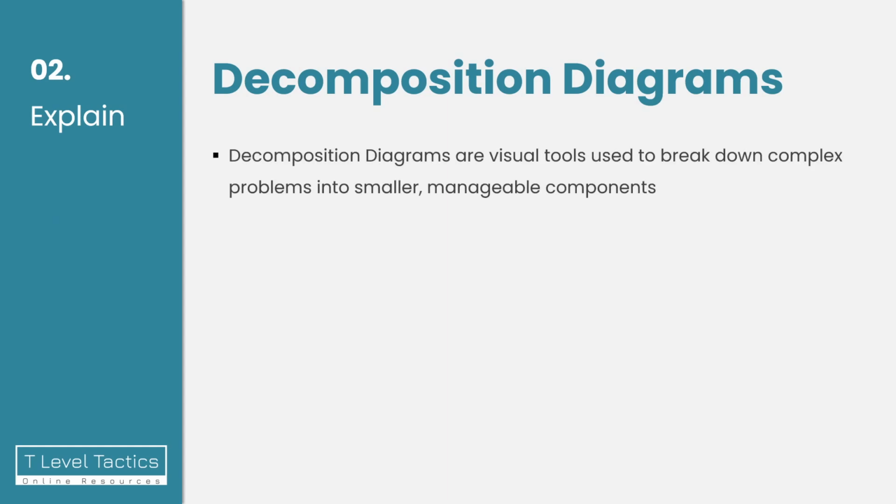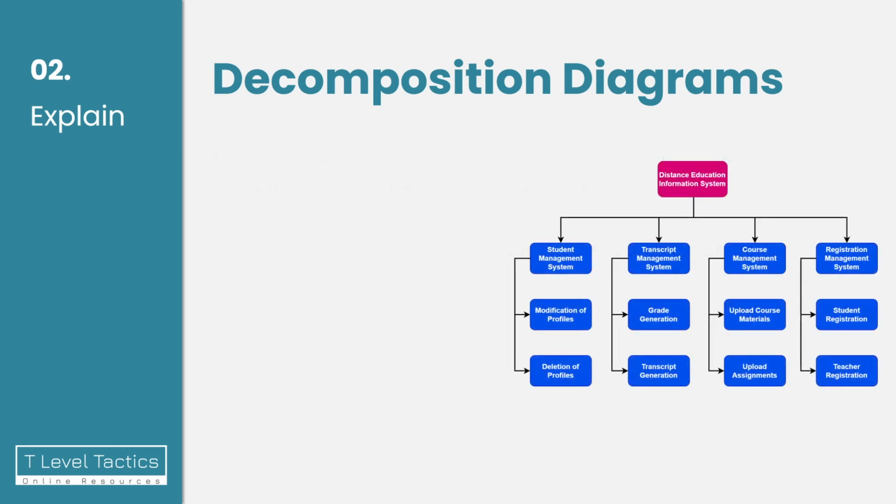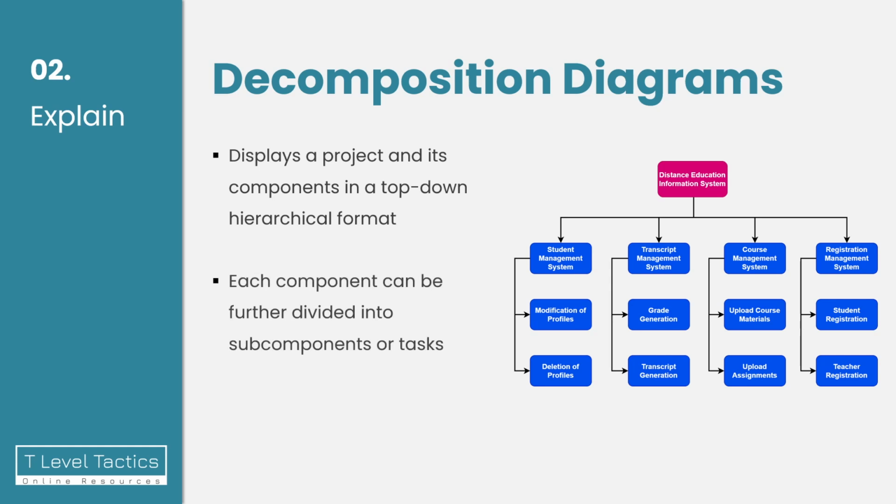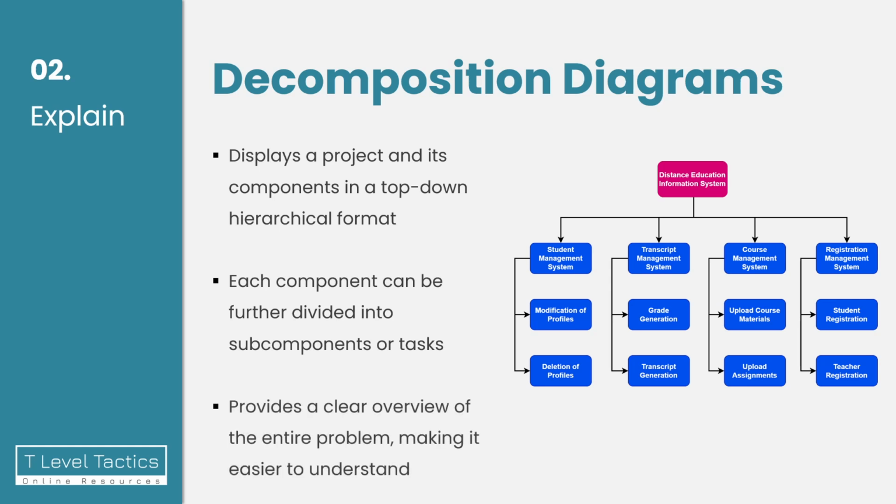Decomposition diagrams are visual tools used to break down complex problems into smaller, manageable components. They represent the hierarchical structure of a problem or project. A decomposition diagram displays a project and its components in a top-down hierarchical format, and each component can then be further subdivided into subcomponents or tasks. And decomposition diagrams provide a clear overview of the entire problem or project, making it easier to understand.